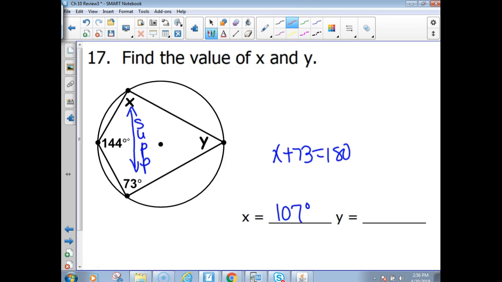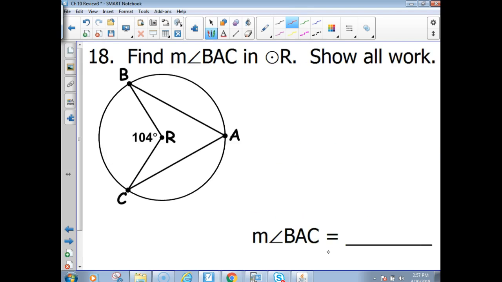Going the other direction, the same is true. Y plus 144 is 180. I subtract 144, and what's that? 36. Any questions about 17? All right, 18 then.